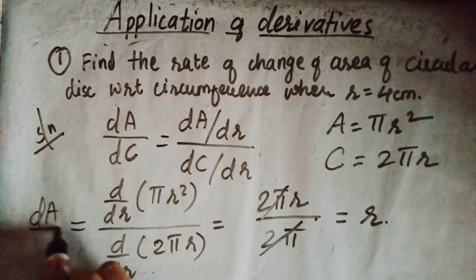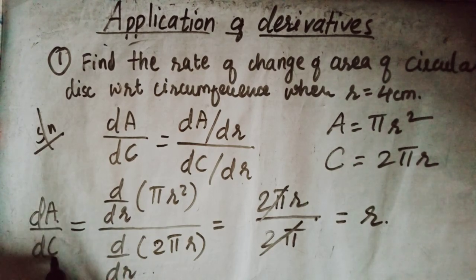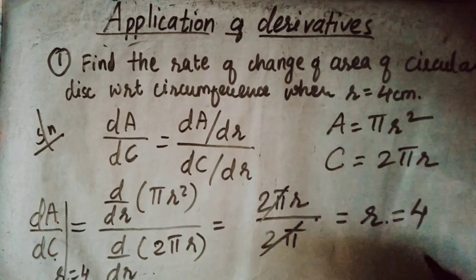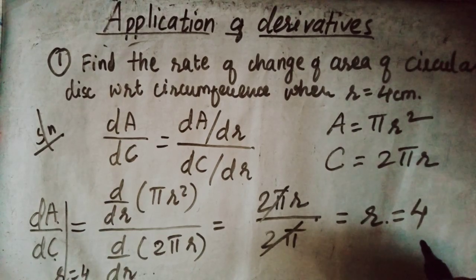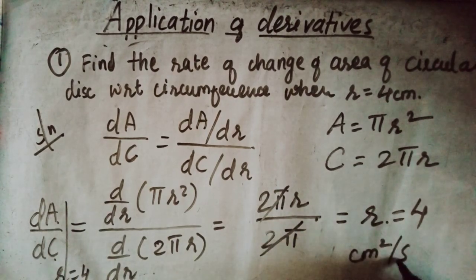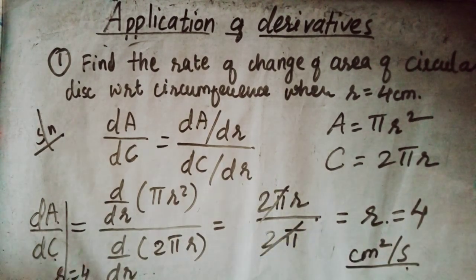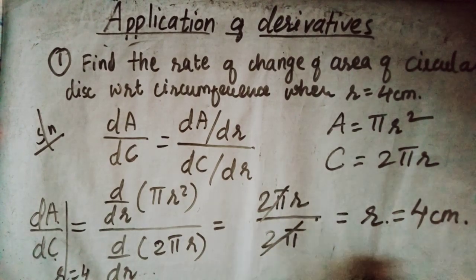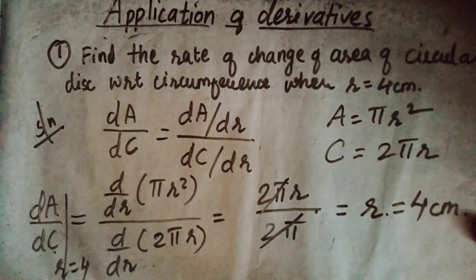So dA by dC, area changing with respect to circumference at r equal to 4, you will get 4. Area is centimeter square per second, and your circumference is centimeter per second. So this will be only centimeter, because second gets cancelled, and one of the centimeter also gets cancelled. So this is the answer.